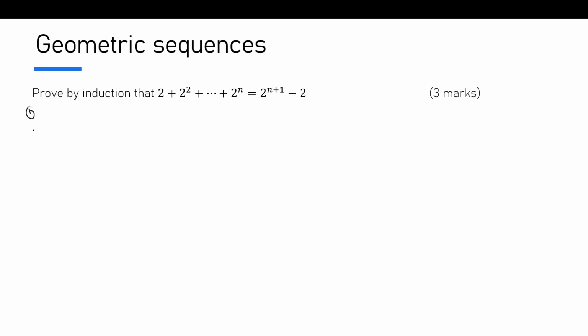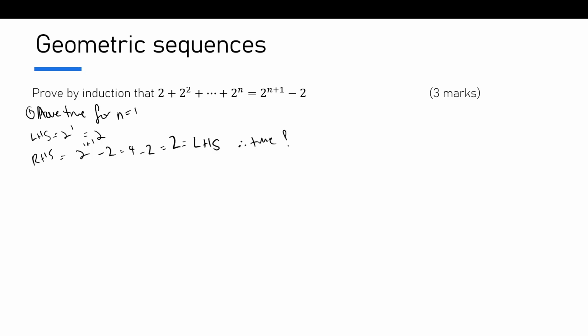So the first thing is we prove true for n is equal to 1. This is our base case here. So our left-hand side is going to be equal to 2 to the 1, which is equal to 2. Our right-hand side is equal to 2 to the 1 plus 1 minus 2, which is equal to 4 minus 2, which is equal to 2, which is equal to the left-hand side. Therefore, it is true for n is equal to 1.